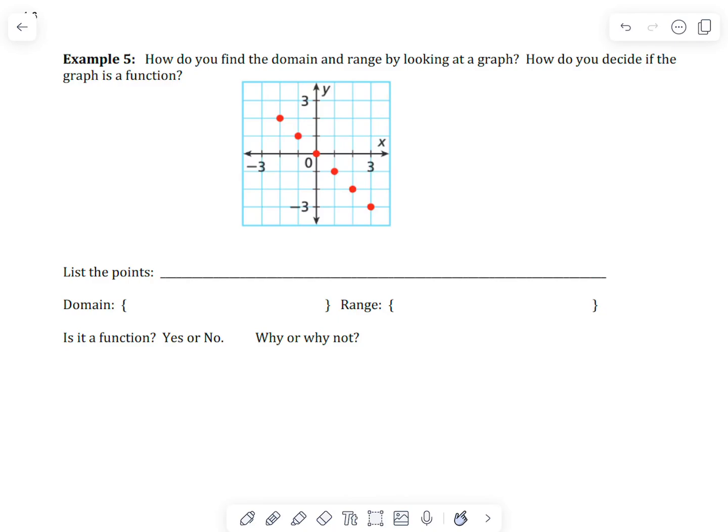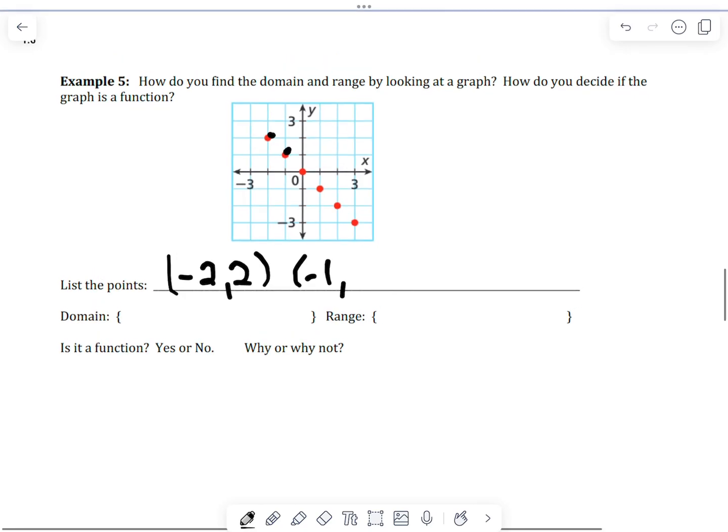Example 5: how do you know the domain and the range by looking at a graph? There is a list of ordered pairs that we're going to start with. The first point is left 2, up 2. The next ordered pair is left 1, up 1. This one is the origin, 0, 0.